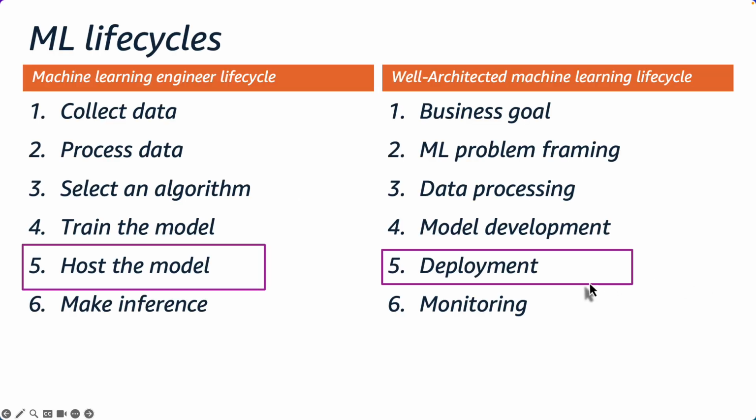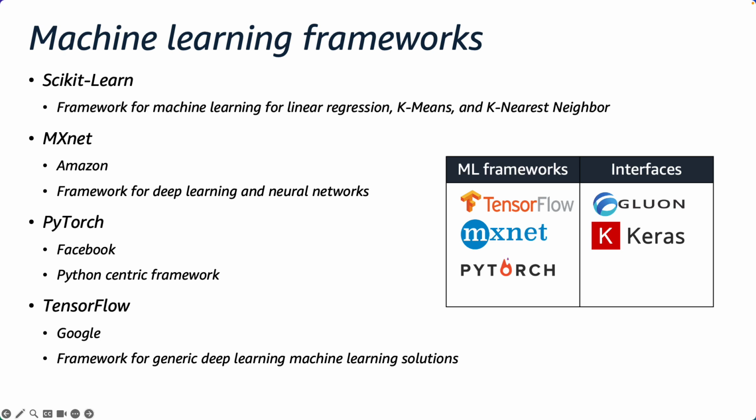Before we begin, let's step back to the fundamentals and talk about the 5th step of the machine learning lifecycle, which is to host our model. A machine learning framework is a way to abstract away complexities that you would have to deal with in low-level code. So what are some examples of machine learning frameworks? Well, there is scikit-learn, MXNext, PyTorch, and TensorFlow.